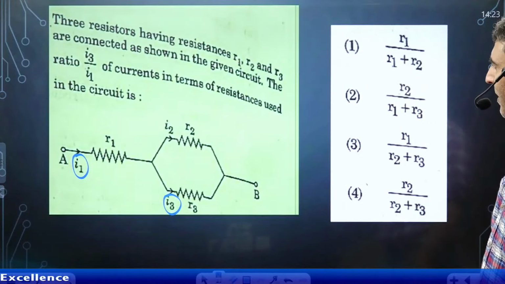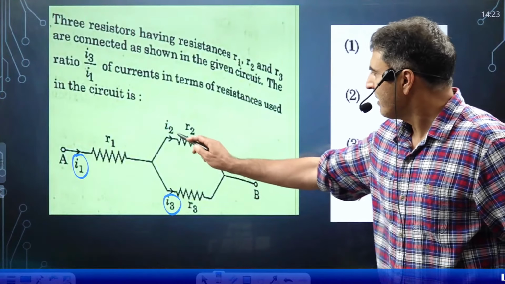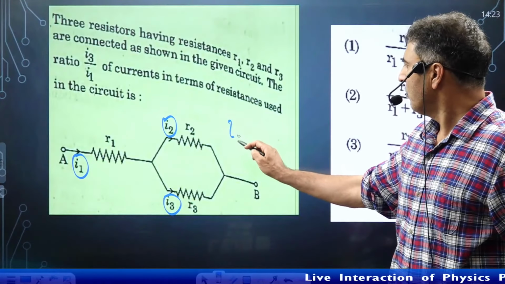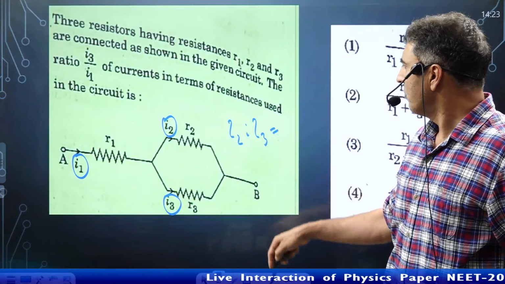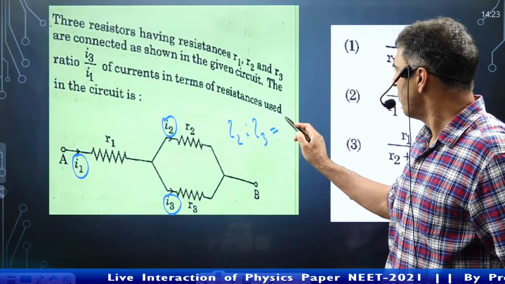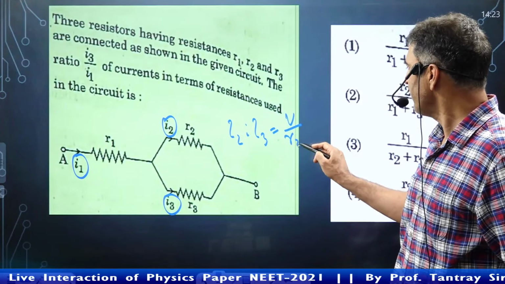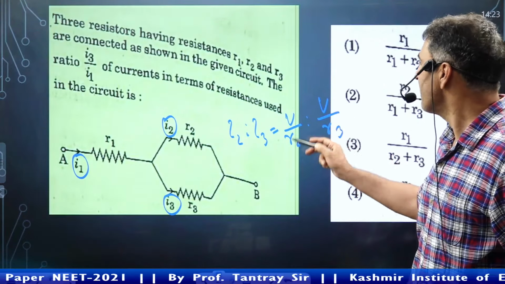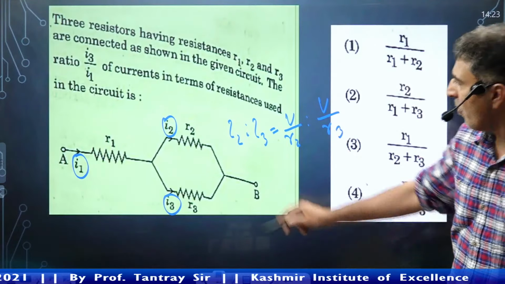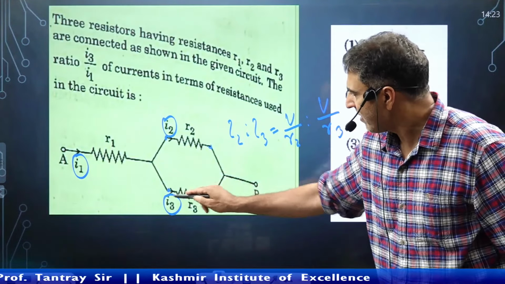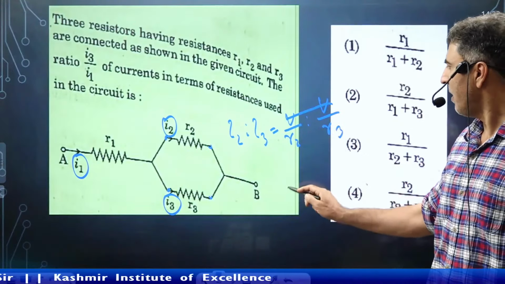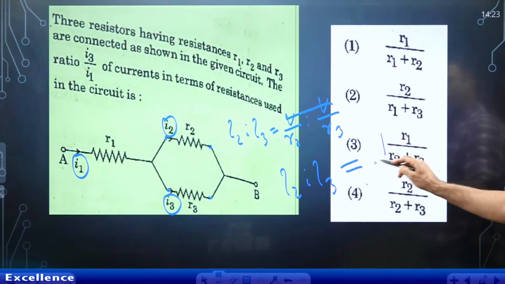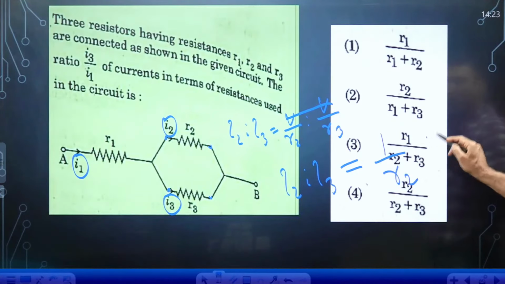So I will try to solve it here. What's current I2 and what's current I3? I2 is to I3 is equal to, that is current here, that is voltage by R2 resistance is to voltage by R3 resistance, because voltage by resistance is the current. Voltage across this resistor is the same as across this resistor. Voltage cancels off, so I2 is to I3 is equal to 1 by R2 is to 1 by R3.